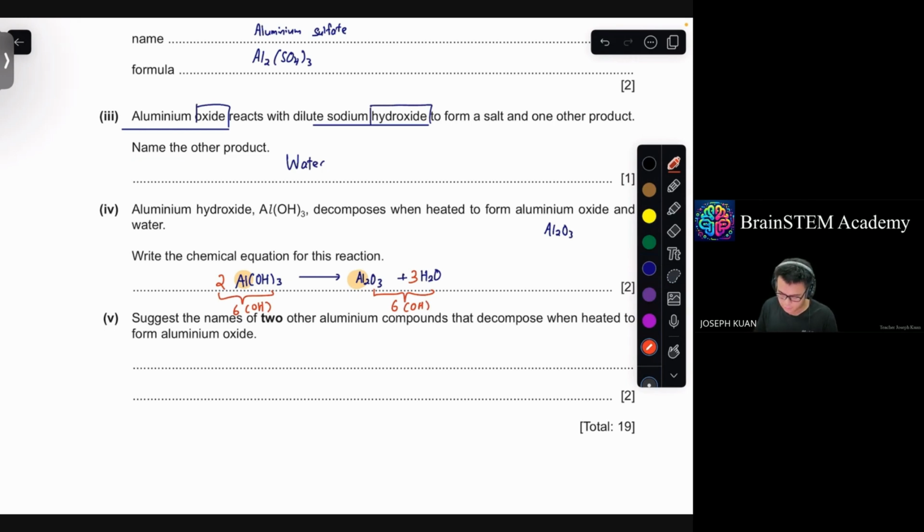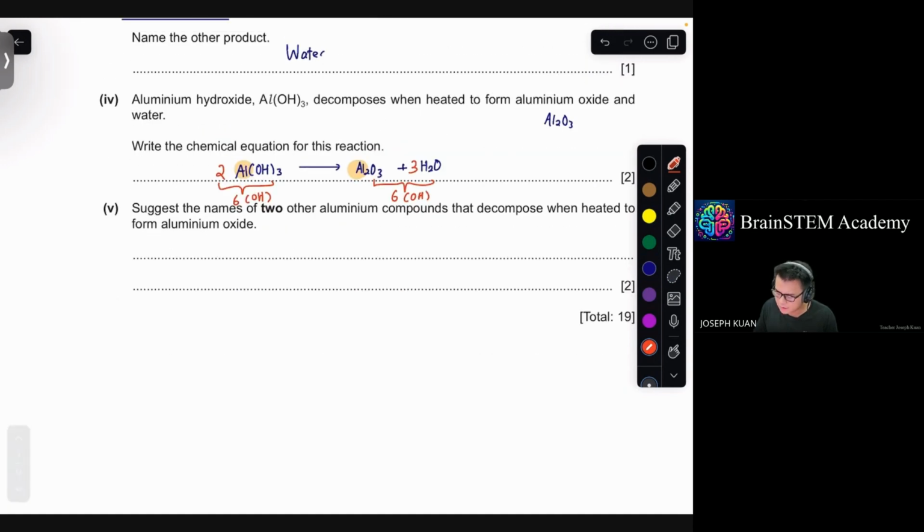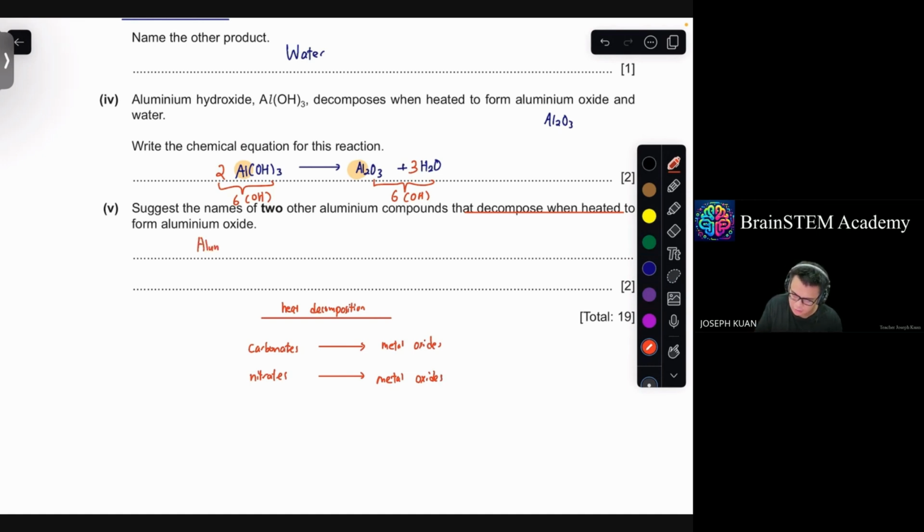All right, 5. Suggest the names of 2 other aluminum compounds that decompose when heated to form aluminum oxide. So it's a heat decomposition reaction. What kinds of chemical substances can decompose under heat? Examples of that include carbonates and nitrates. Right, when they decompose by heating, they form metal oxides, generally. All right, there are exceptions to this rule, but it is good enough for this question. So that will be aluminum carbonate and aluminum nitrate.